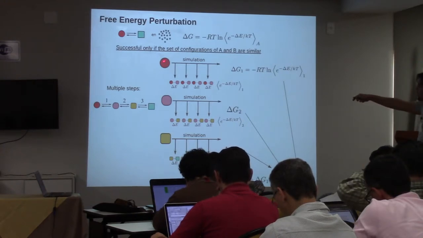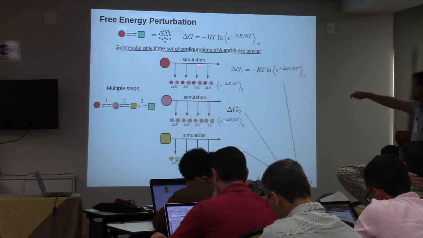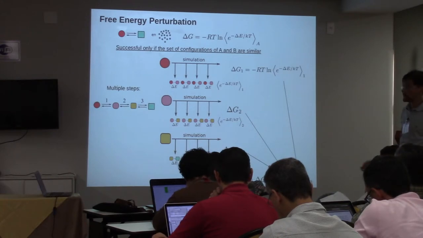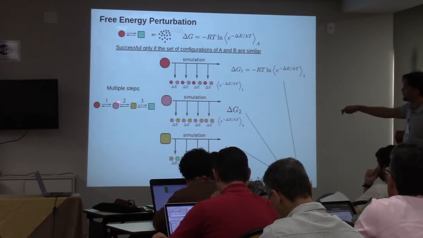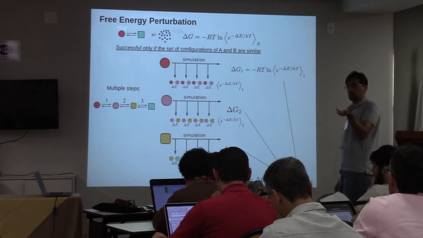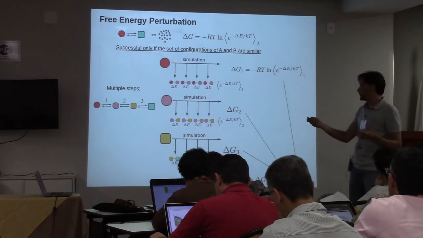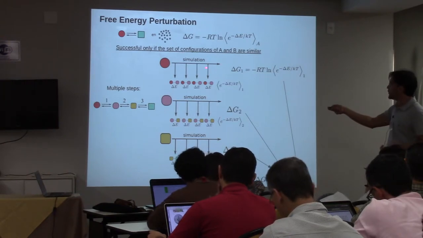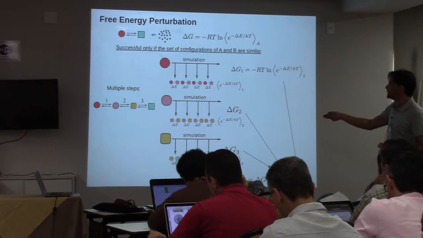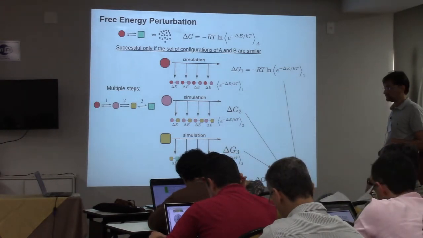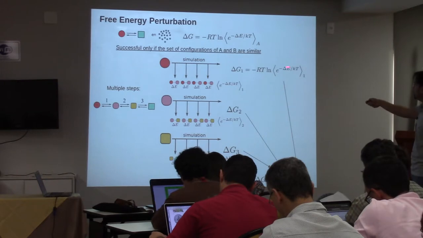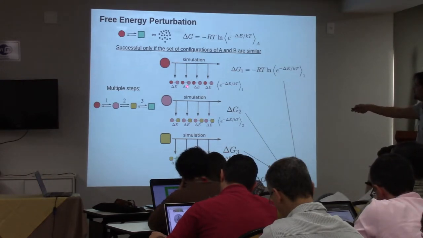So we do now a simulation of the red ball in the solvent, or in the environment of the red ball, and instead of transforming the red ball directly into the green square, which would perturb too much my configurations, I transform my red ball into the pink rounded square, which is similar enough to the red ball in such a way that the configurations which were sampled in the simulation of the red ball are a good representation also of the solvent configurations of the pink rounded square. Okay? And then this small transformation allows us the computation of the free energy of this initial transformation.